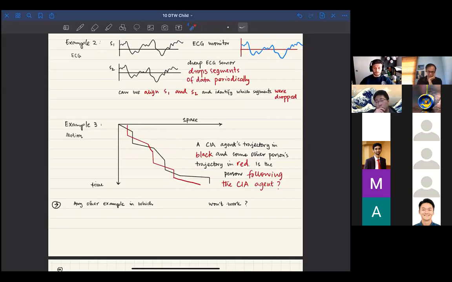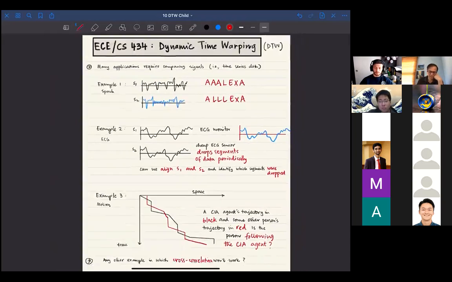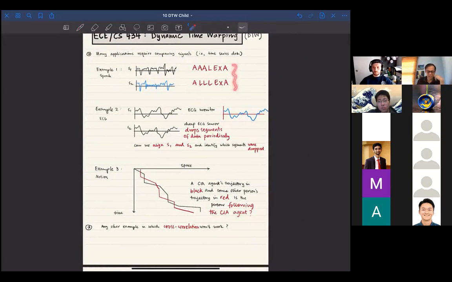Very good. Can anyone think of any other example where cross-correlation won't work? Any other thoughts? I mean, you don't have to, but in case someone has any other thought where cross-correlation is not going to work. That's okay. You can think about this at home, in what kind of signals, what kind of applications. But here are three where we are talking about pronunciation, a circuit dropping samples and concatenating the subsequent samples, and motion trajectories in which someone is trying to not walk in lockstep.